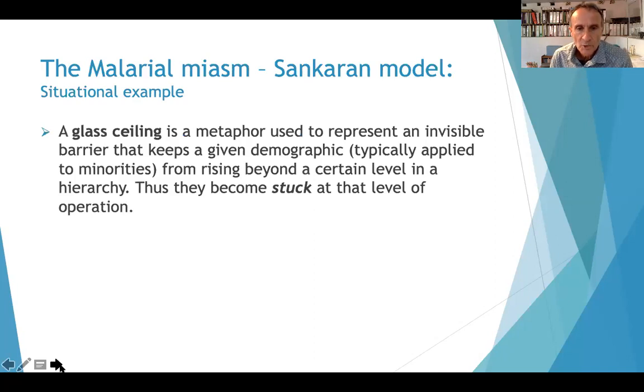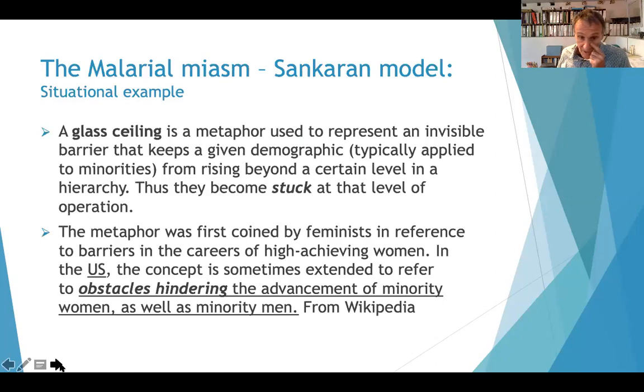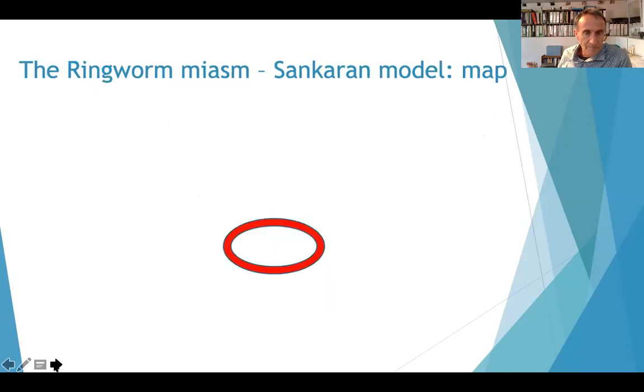Look, here's a situation example: a glass ceiling. An idea in business or in politics or in administration where a certain demographic or a certain gender cannot progress in the organization beyond a certain level. Not that it's designed that way, but it sort of happens by default or in the culture of the organization. So they become stuck at a certain level of operation. It was first coined by feminists, but it applies to minority men and minority women as well. There would be an unfortunate nature about being in a glass ceiling situation.